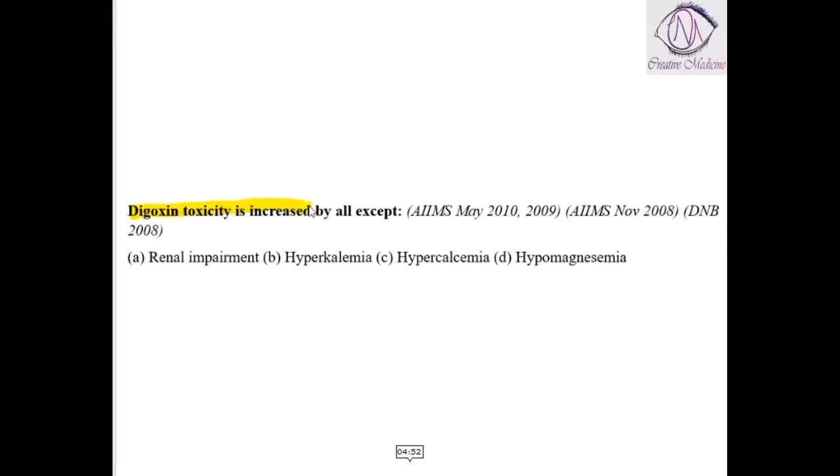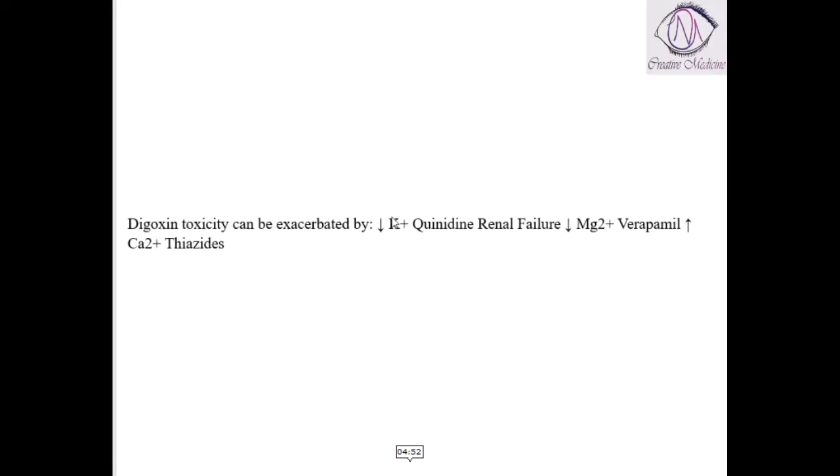Digoxin toxicity is increased by: renal impairment, yes; hyperkalemia, yes; hypomagnesemia, yes. It is increased by hypokalemia, not by hyperkalemia. Digitalis toxicity is increased by hypokalemia. Then digitalis toxicity is increased by hypokalemia, quinidine, renal failure, hypomagnesemia, verapamil, and calcium thiazides. Digoxin toxicity is increased.